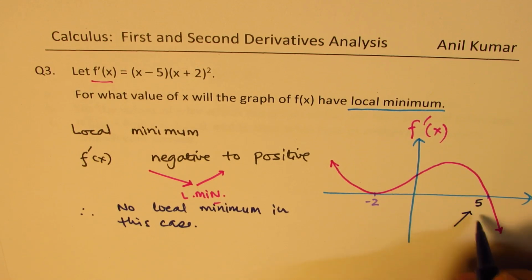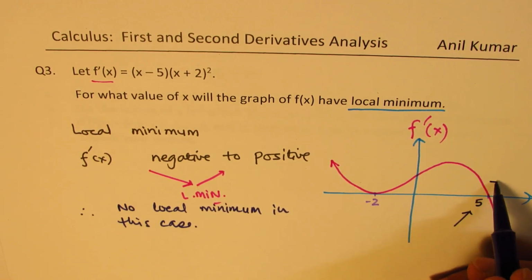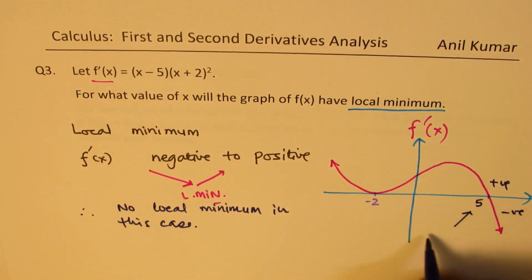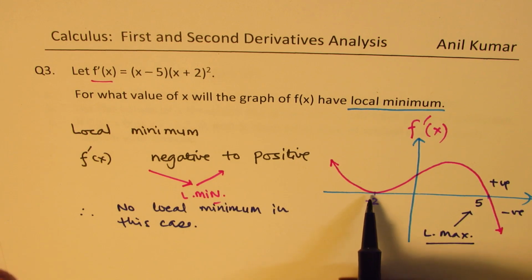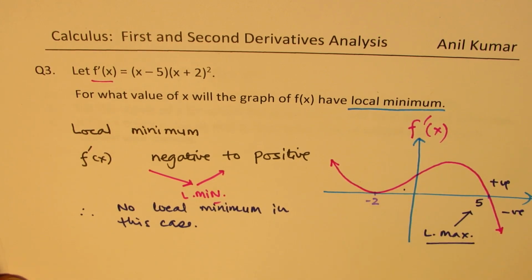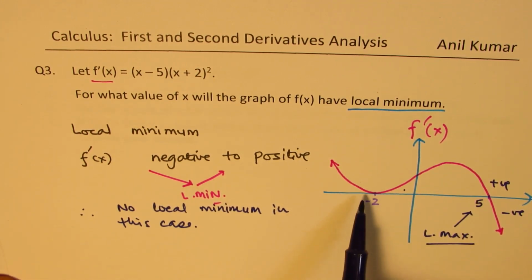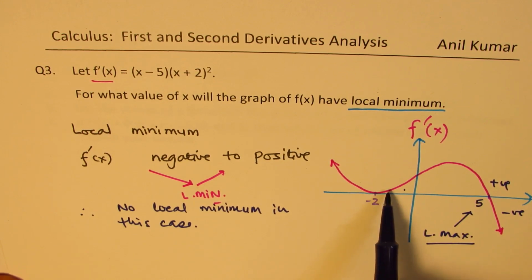Is that clear? So at this point, it is actually changing from positive to negative. So we have local maxima, not a minimum, right? Now here, this derivative is positive on both the sides. So it's neither minimum nor maximum. Do you see that? So in this particular situation, we do not have a local minimum. Is that clear to you?